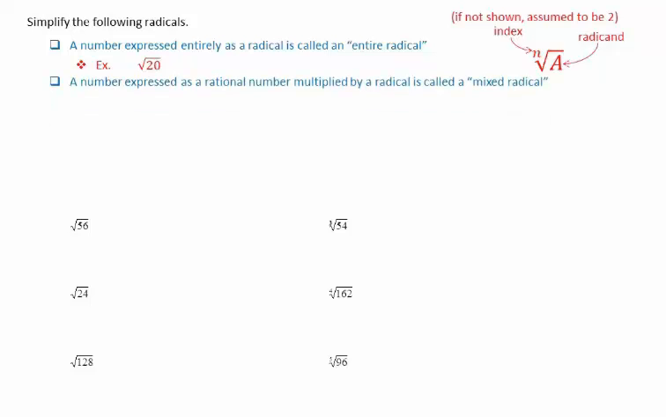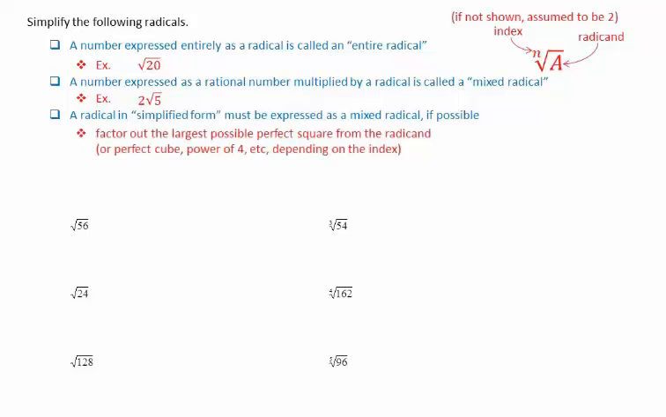A number expressed as a rational number multiplied by a radical is called a mixed radical. As an example, 2 times root 5 is called a mixed radical. A radical in simplified form must be expressed as a mixed radical if possible.